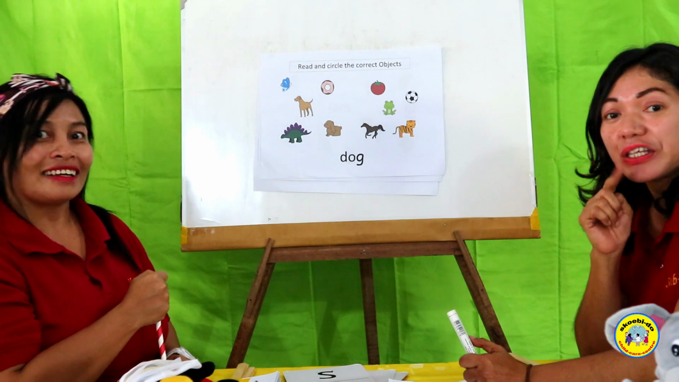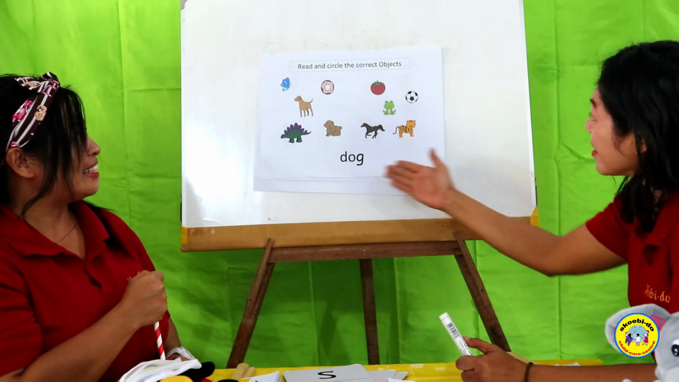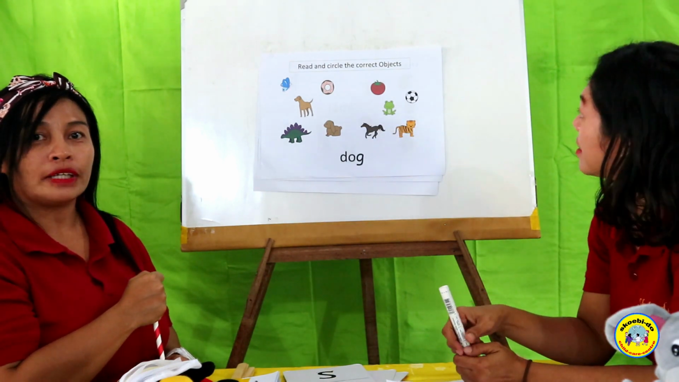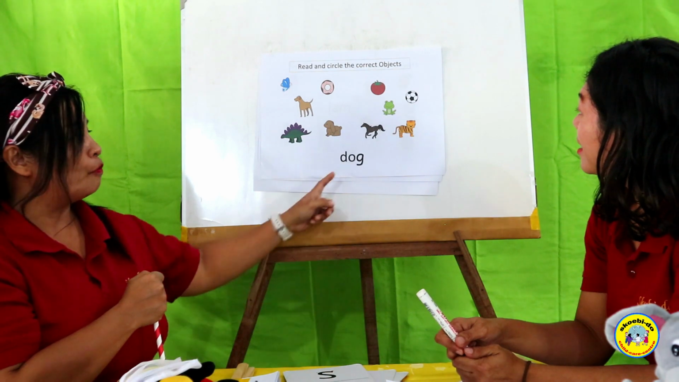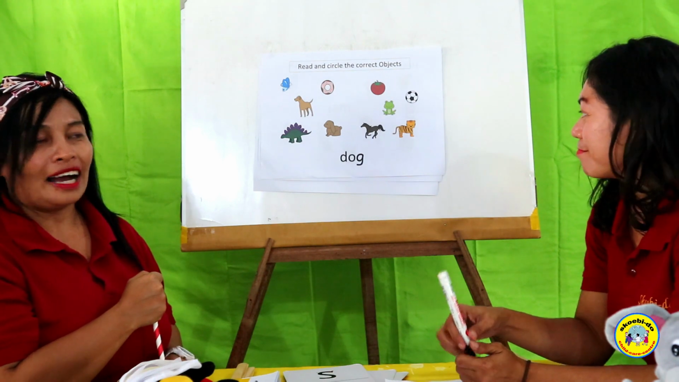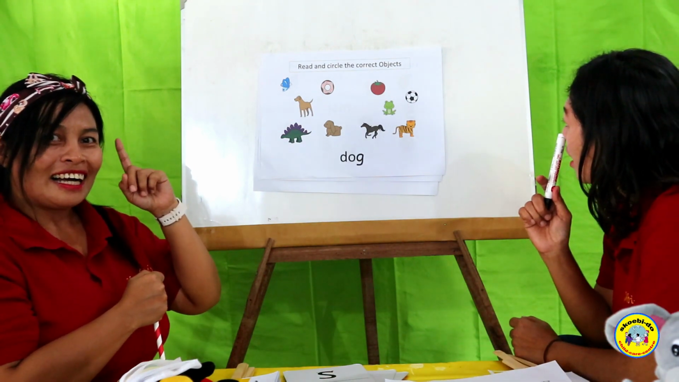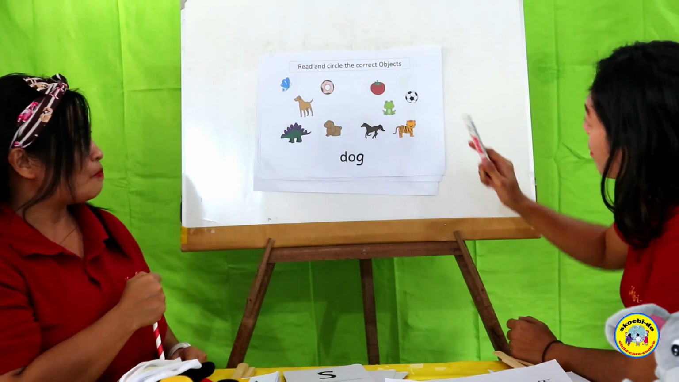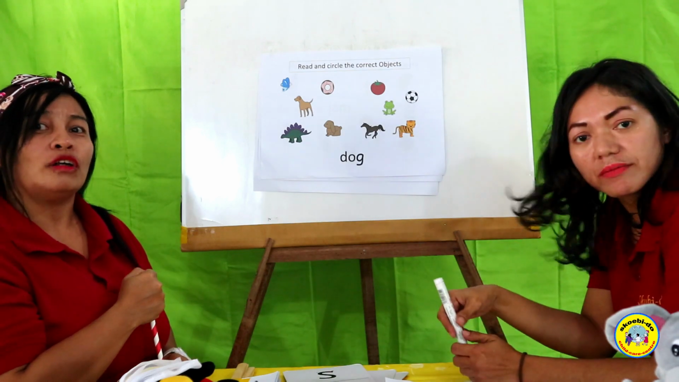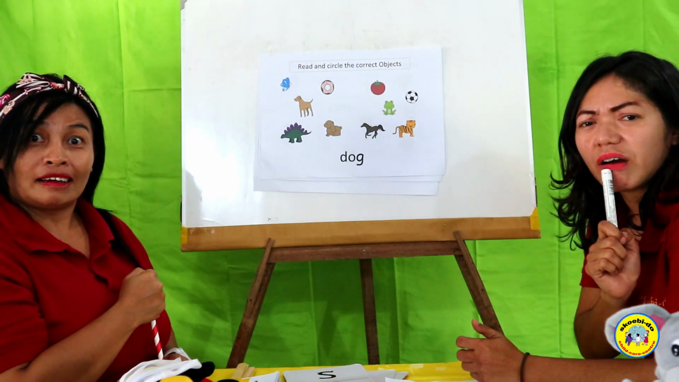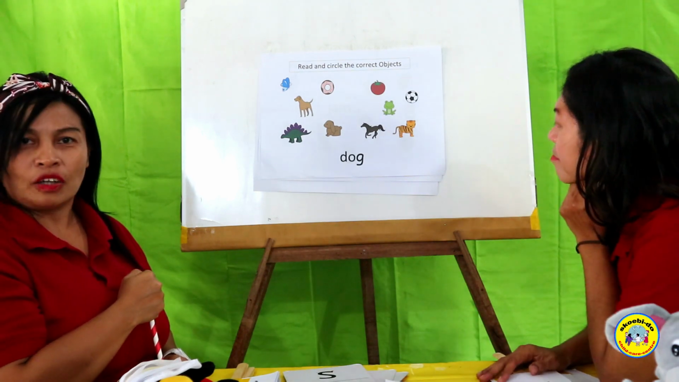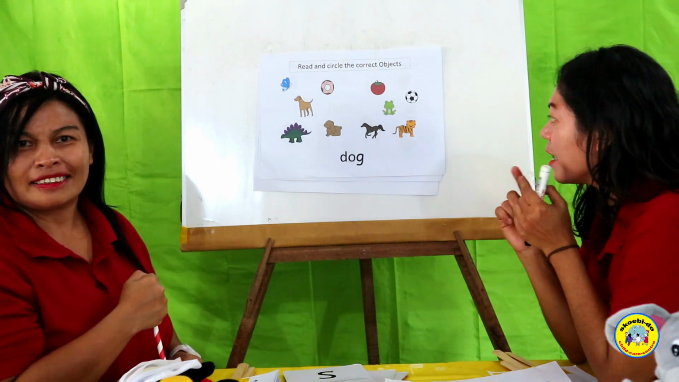Kids, can you help us to find the dog picture here? Which one is the correct object, similar to the word we read before? Look, dog. See? Dog. Maybe this one, Nasya? That one we call donut. Donut, not dog. That's not a match.